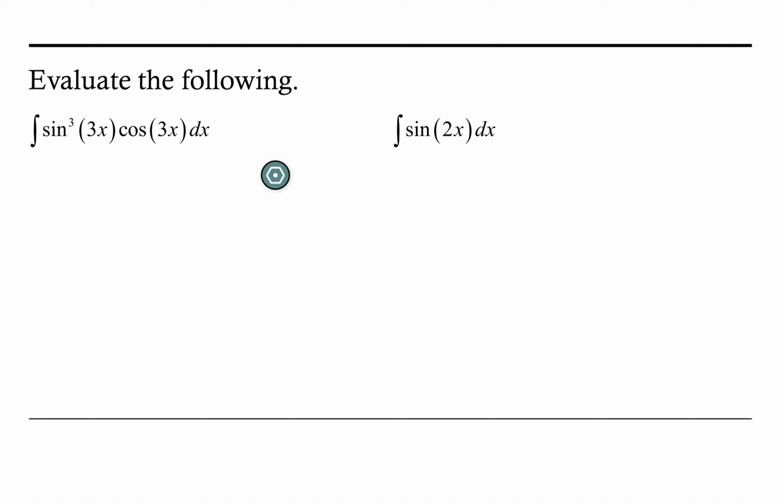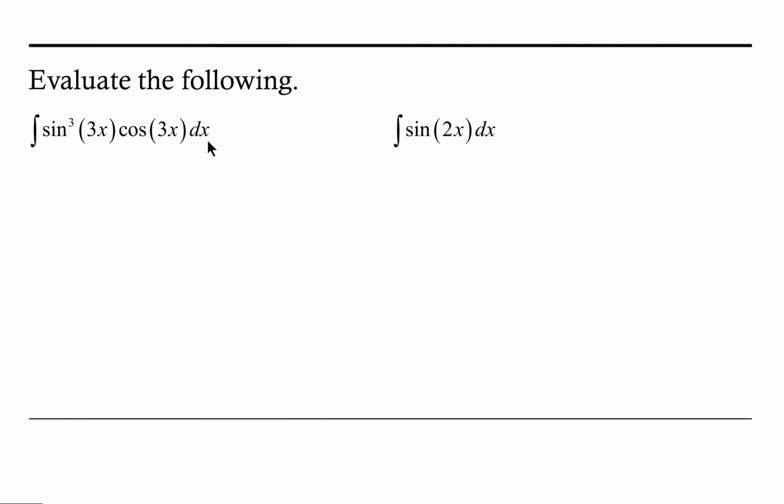Welcome. Let's take a look at using the substitution technique to evaluate indefinite integrals. In this particular case, our indefinite integrals have integrands that involve trigonometric functions. So let's take a look at the integral on the left first. We have the integral of sine cubed of 3x times cosine of 3x dx.